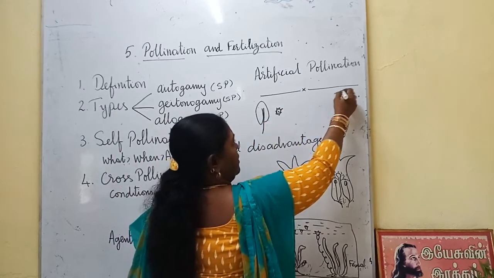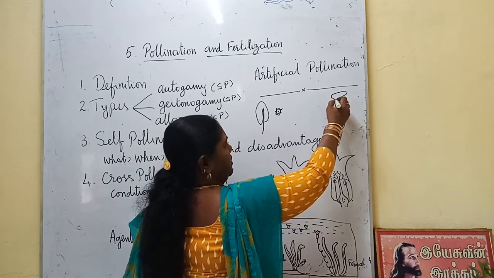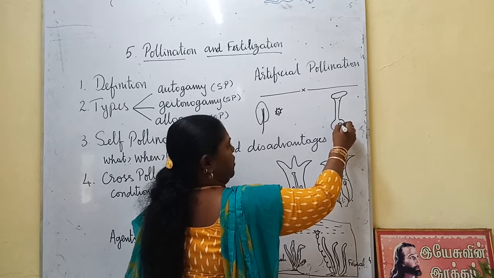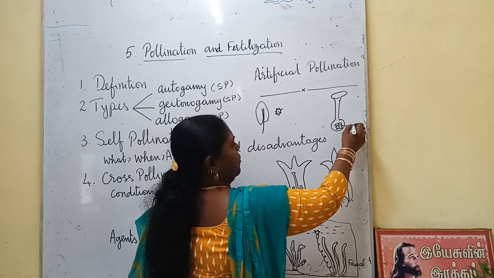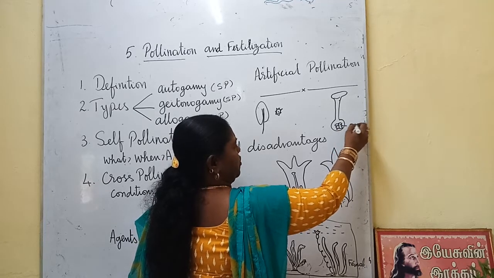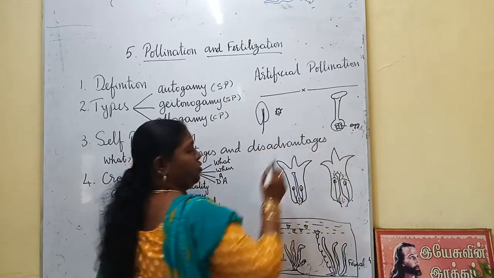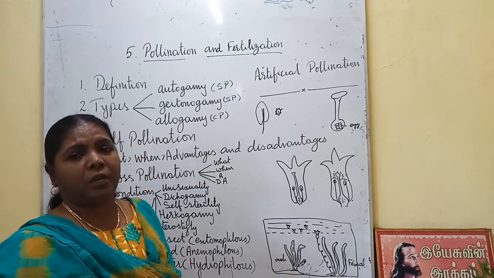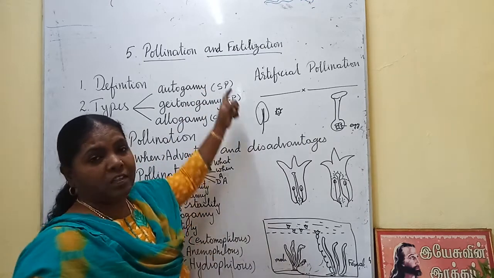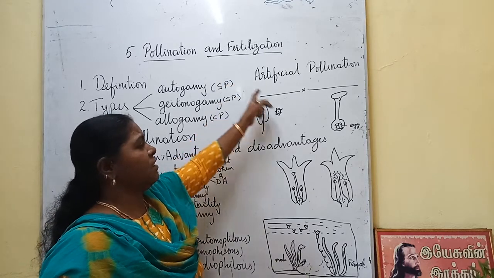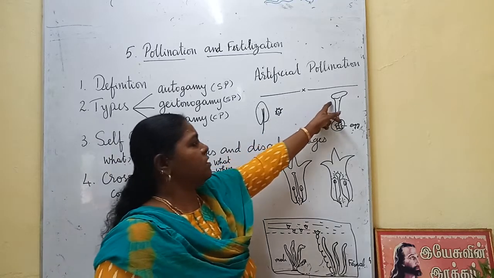If you take the gynoecium, it has stigma, style, ovary, and ovule. This ovule produces the ovum, the egg nucleus. The sperm from the pollen grain should fuse with the egg. That fusion of male and female gamete is called fertilization. For fertilization to take place, the pollen grain should reach the stigma.